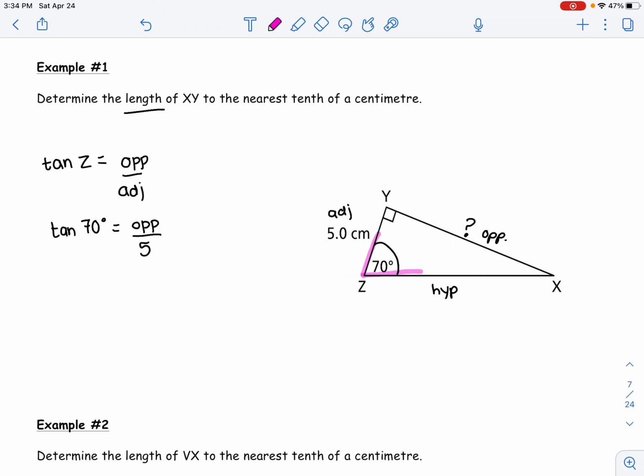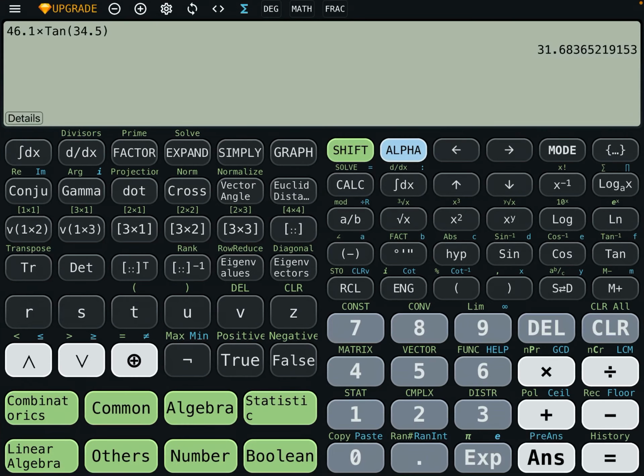Now we need to isolate our opposite side, so we have to get rid of this 5 by doing the opposite. Right now it's dividing by 5, so you need to multiply both sides by 5. Gone, gone. So in our calculators, we're going to have to do 5 multiplied by tan of 70 in brackets. The angles, anything attached to tan like that, whatever comes after will always be in brackets. And then we're going to use our calculator, 5 tan 70. Make sure you're in degree mode. 5 multiplied by tan of 70 degrees, close your brackets.